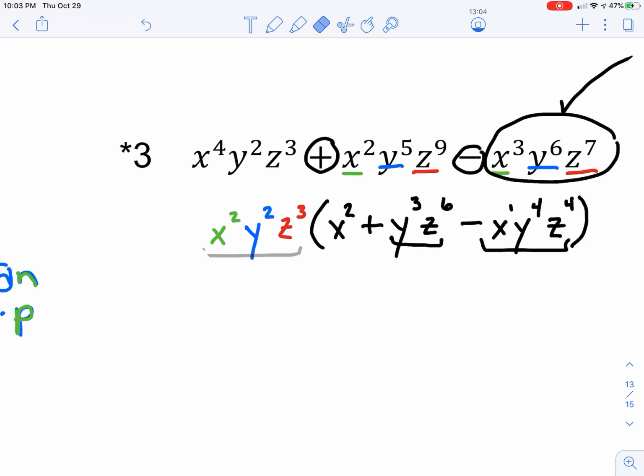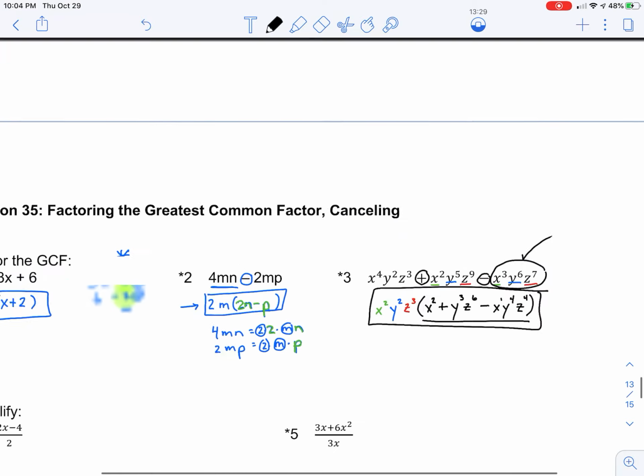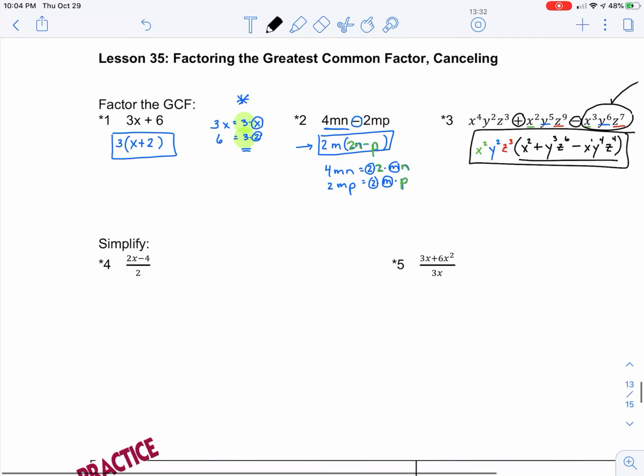So that proves actually that I distributed back to the original form, based on what I pulled out as the greatest common factor and what I used to make the rest of the factors. So I have 2 factors here. I have x squared, y squared, z to the 3rd times all of this big stuff in here. Okay, so that's the answer to that.